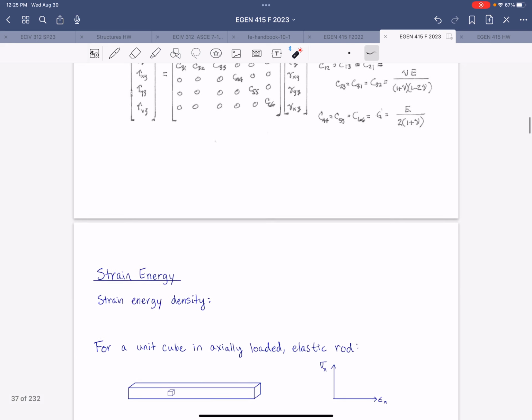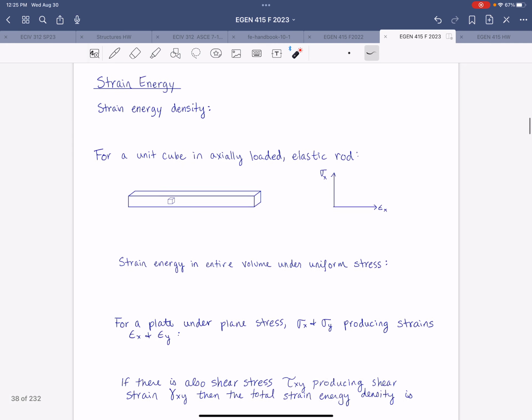All right, so now we're gonna talk about strain energy. So this concept is something that we'll come back to later on in the class, I think probably not until end of September or October at the earliest. But we're gonna introduce it here and in the context of Hooke's law. So first, we're going to define strain energy density. That is specifically energy that is stored in a unit volume of a material that is under some kind of load.